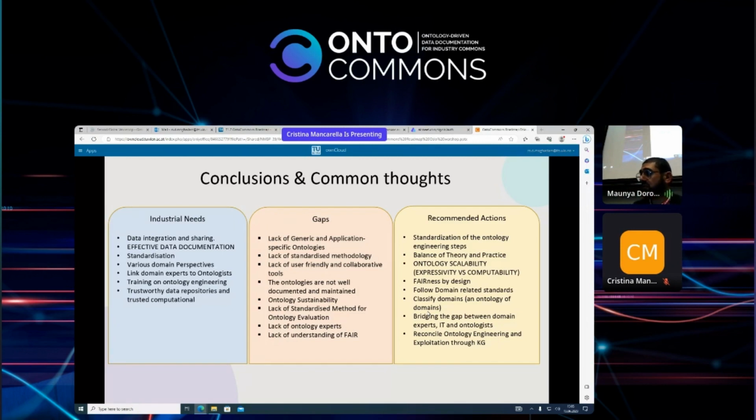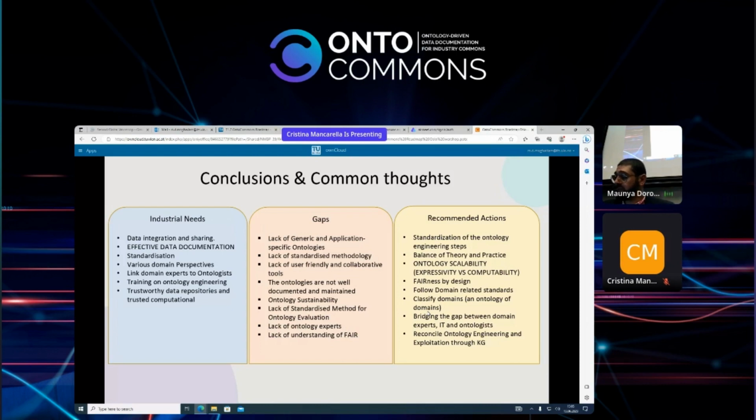Also, what we would have to work on is the ontology scalability regarding the expressivity and the computability, to work on the fairness by design. For that, we recommend to have tools. And in OntoCommons, we identified those recommendations, those gaps and needs, and we try to come with answers, in terms of tools or methodology.